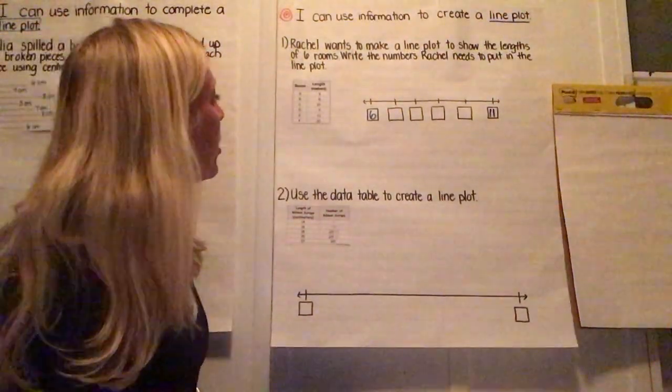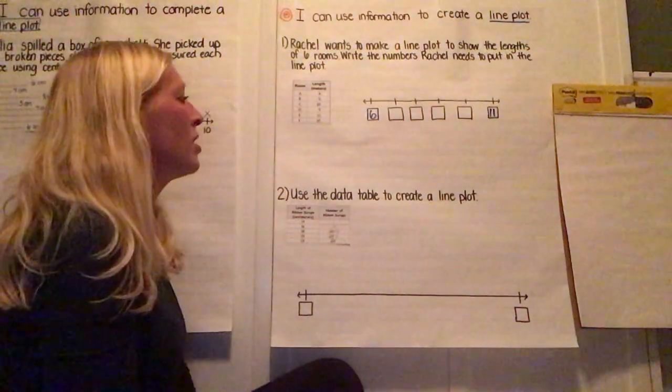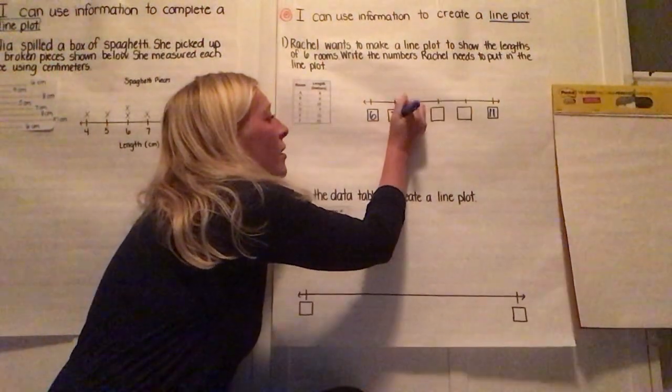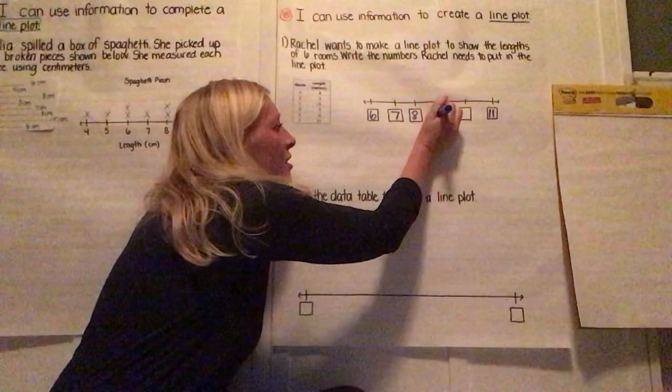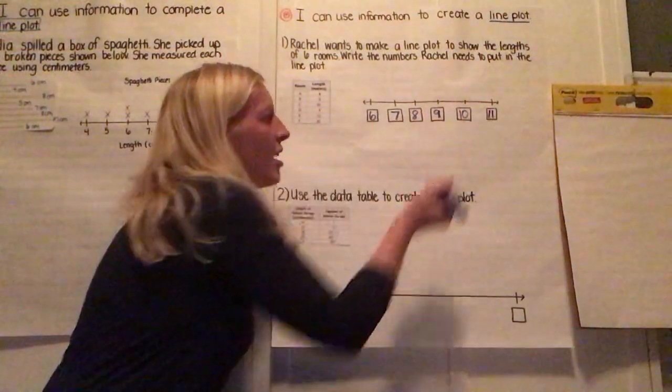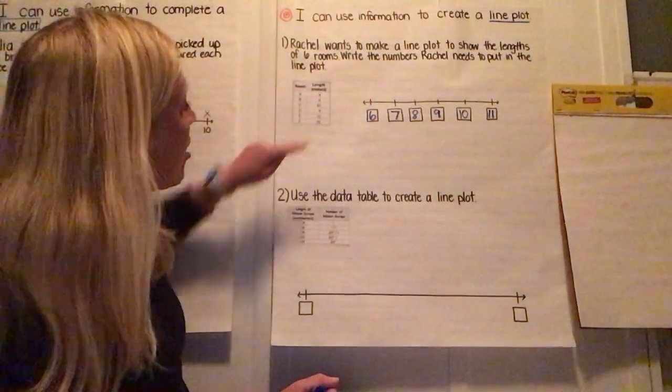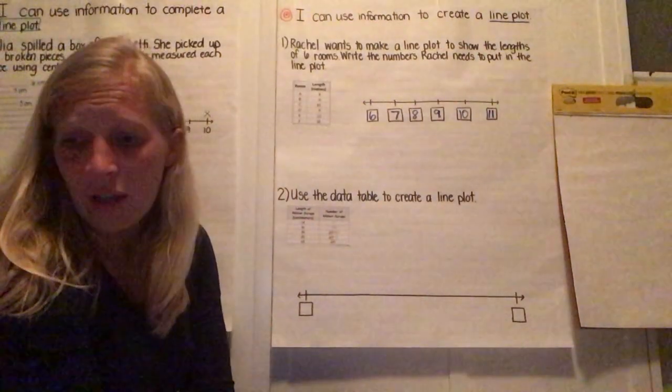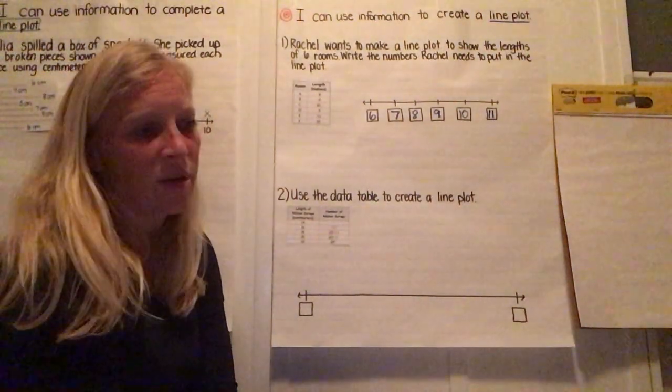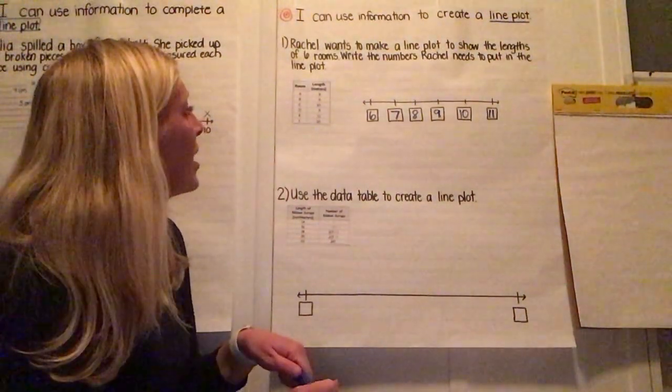Very good. What else am I going to put on here? 7, 8, 9, 10. But there's not a 7 anywhere on here. Why am I putting a 7 there? I can't skip any numbers when I'm doing my line plot, can I?